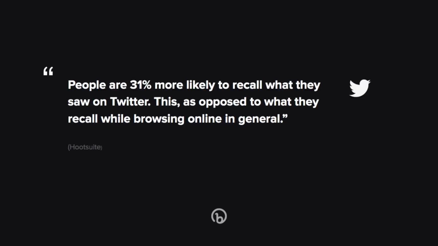This is a stat from Hootsuite that I really like. People are 31% more likely to recall what they saw on Twitter. This is as opposed to what they recall while browsing online in general. So people are about a third more likely to remember content from Twitter than anywhere else on the internet. This could be because tweets are easily digestible, or it could be indicative of the kind of mindset people have when they visit the platform, right? So they're curious and they're eager to consume new and interesting information.